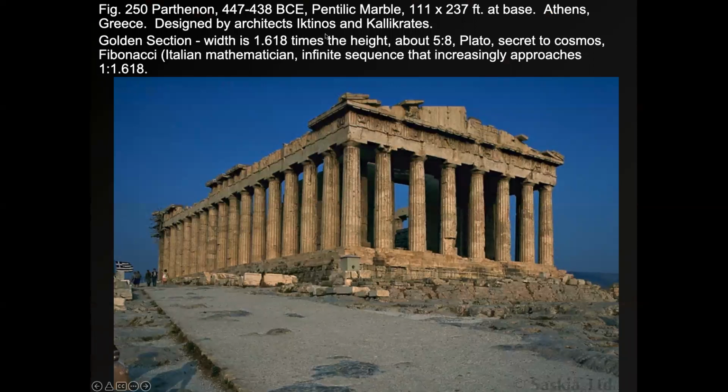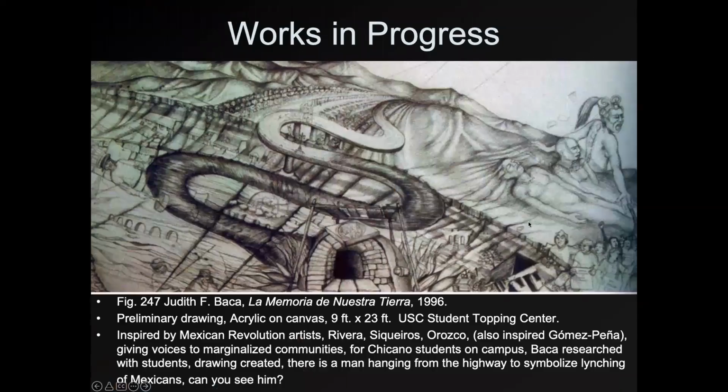So we have the same thing here. This one actually isn't the golden section. I should take that out of this lecture. But the width is about 1.6 times the height, about 5 to 8. And these types of proportions were considered to be very pleasing. So the Parthenon is another ancient Greek building.